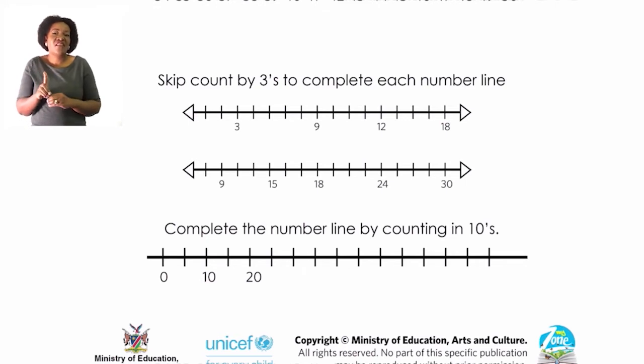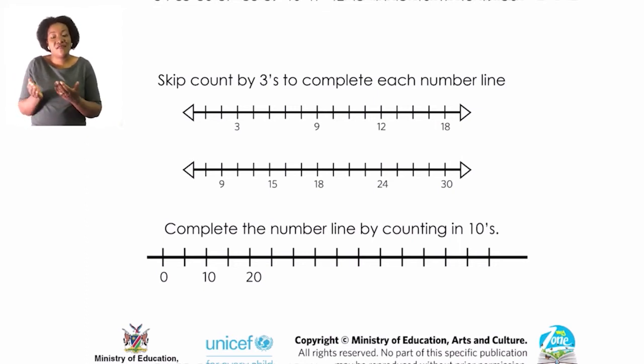Let's quickly look down below. Complete the number line by counting in tens. 0, now we are counting in tens. Keep counting in 10. 0, 10, 20. I will help you with the next one, which is 30, and I would like for you to complete the rest of the number line.